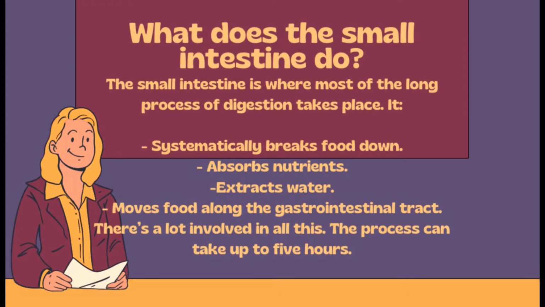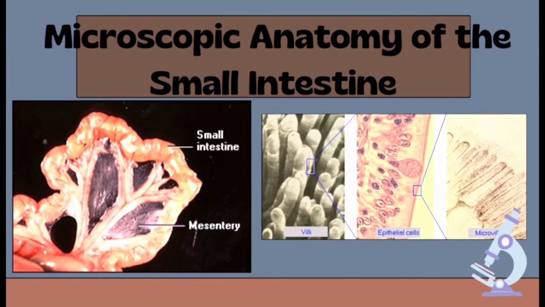So what does the small intestine do? The small intestine is where most of the long process of digestion takes place. It systematically breaks food down, absorbs nutrients, extracts water, and moves food along the gastrointestinal tract. There's a lot involved in all this. The process can take up to 5 hours. Lastly, this picture shows the microscopic anatomy of the small intestine.